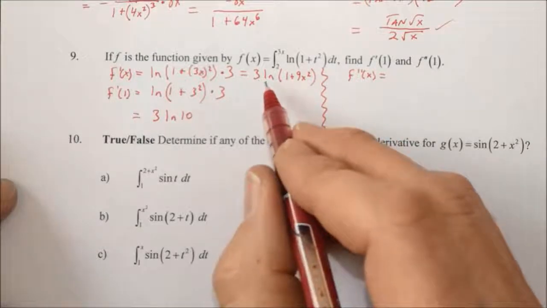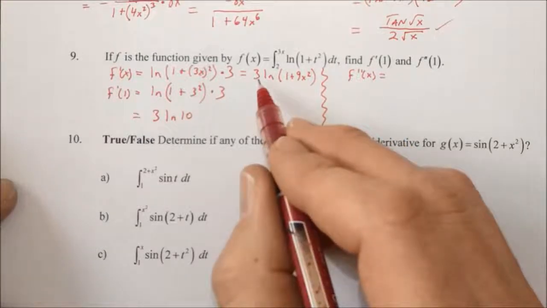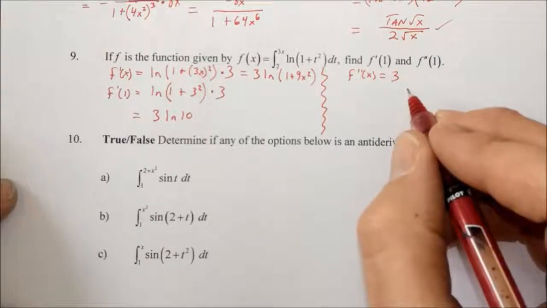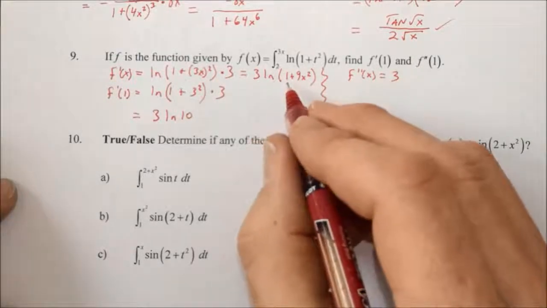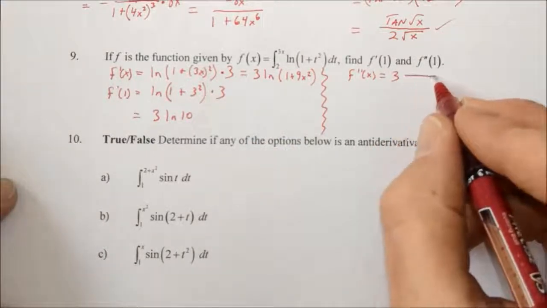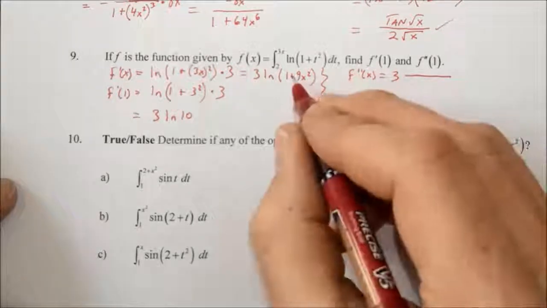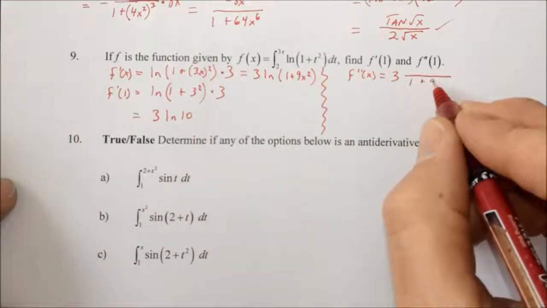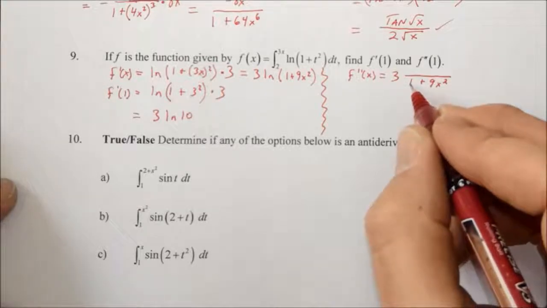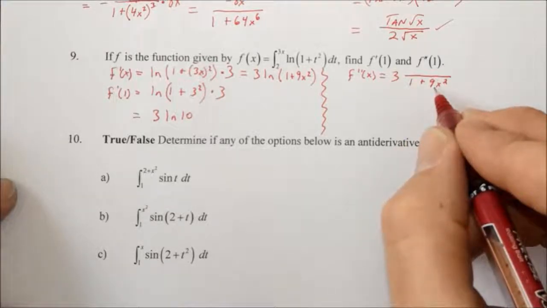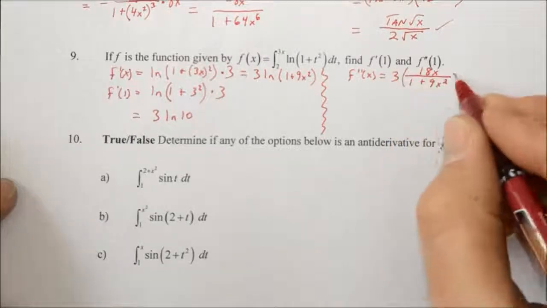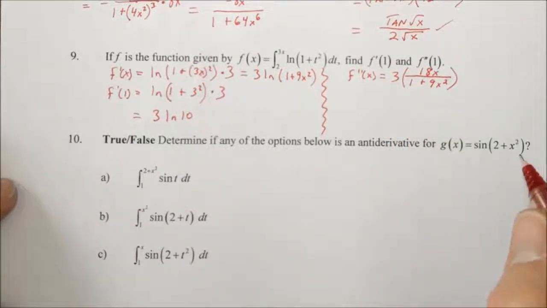We have 3 times the natural log of ugly. 3 is a coefficient, so it stays, or rather it moves into our second derivative. We then have the natural log of an inner function. We have the natural log of ugly. Our rule says that it's a fraction. The original goes in the denominator, and the derivative of this goes in the numerator. The derivative of 1 is 0. The derivative of 9x squared is 18x. So we have 3 times 18x over 1 plus 9x squared.